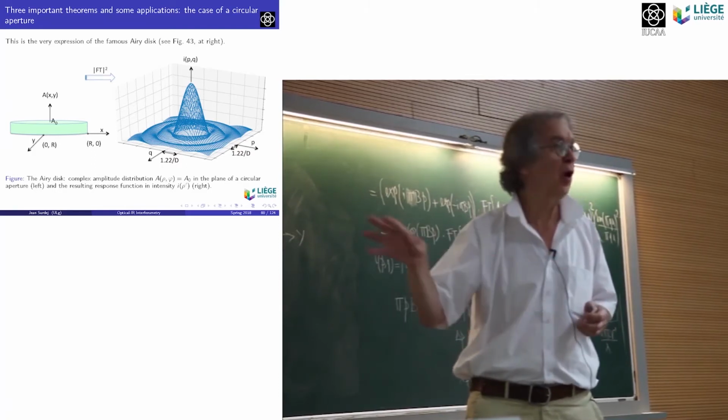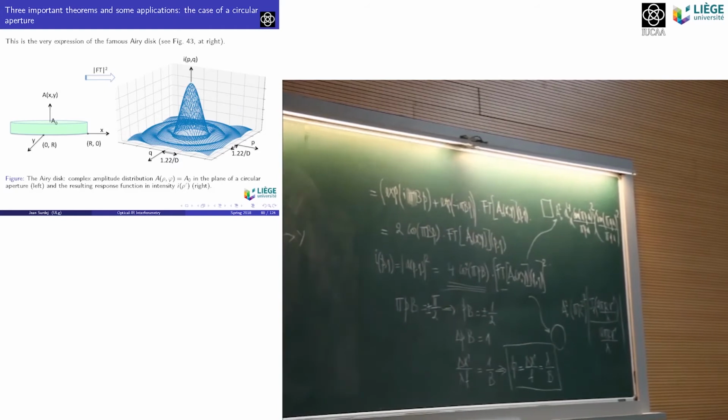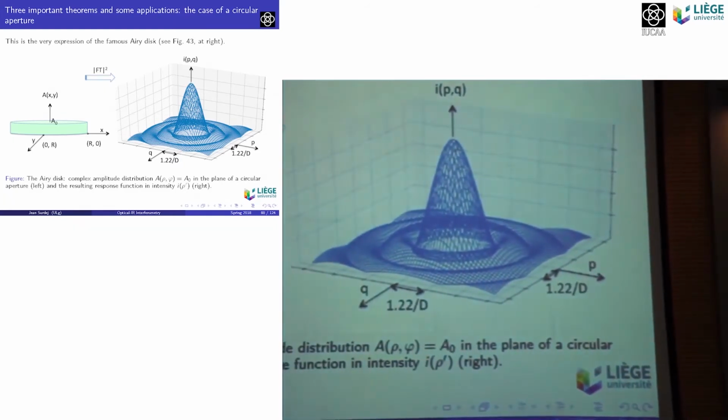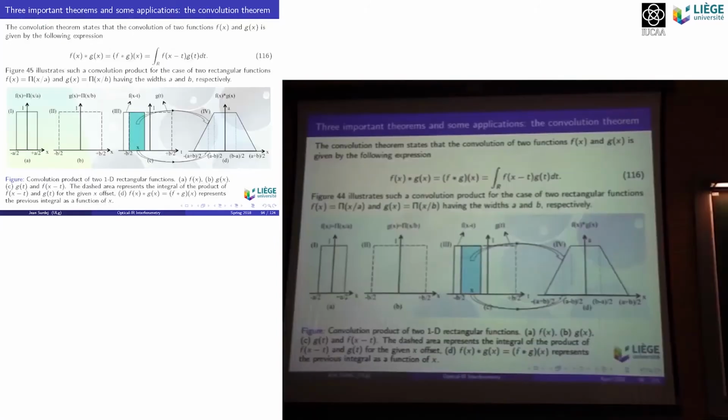So for those who do optical astronomy, this Airy disk is of course called the point spread function, due to the mirror shape. Convolution problem.